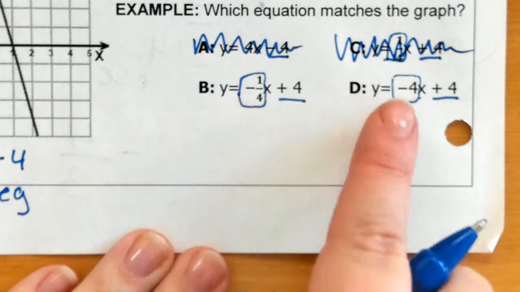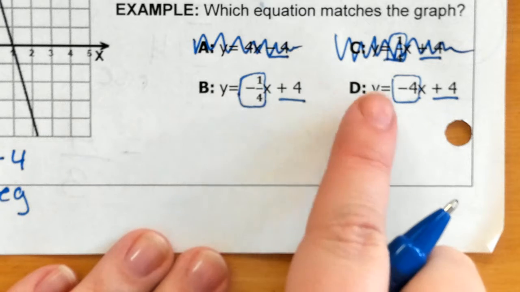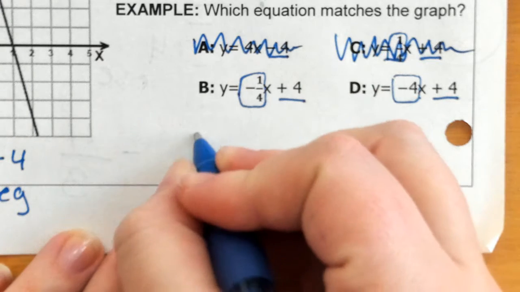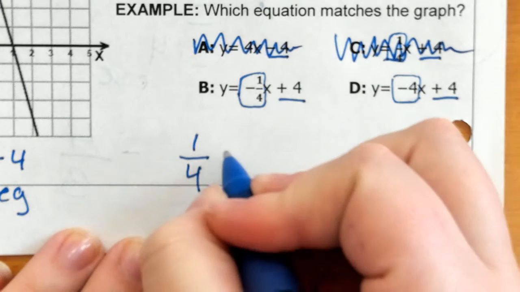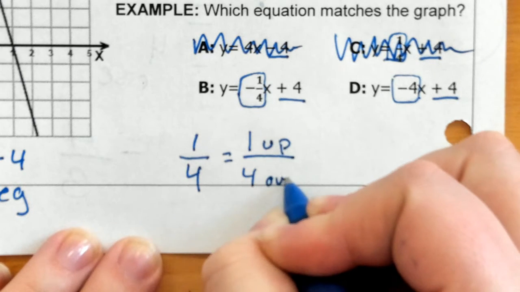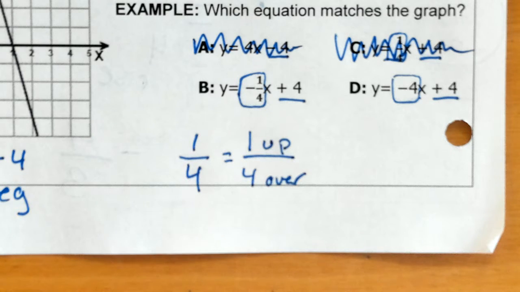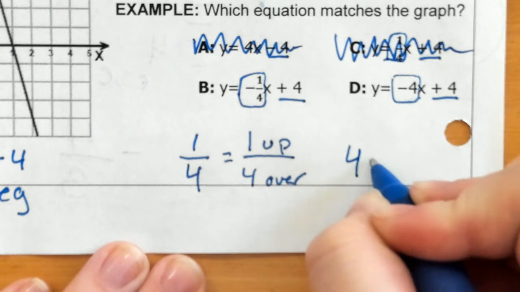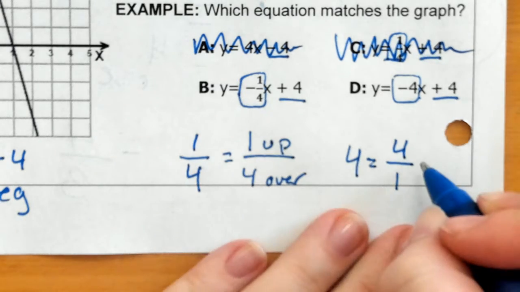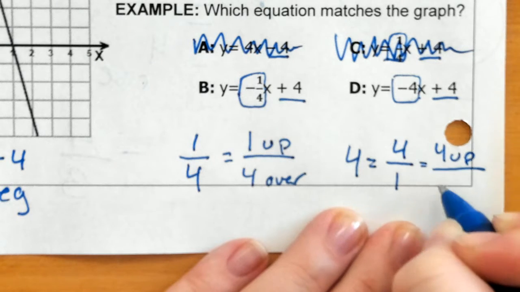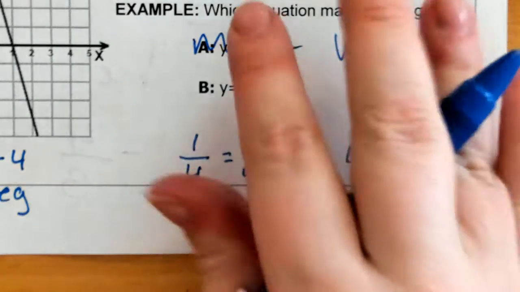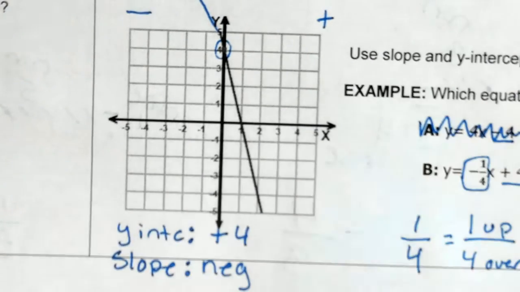And so now what we need to do is look at the difference between a slope of 1/4 and a slope of 4, or in this case, -1/4 and -4. A slope of 1/4 would mean you would go 1 up and 4 over. A slope of 4 would mean 4 over 1, which is the opposite. You would go 4 up, 1 over. So what we need to figure out is what slope matches our graph.